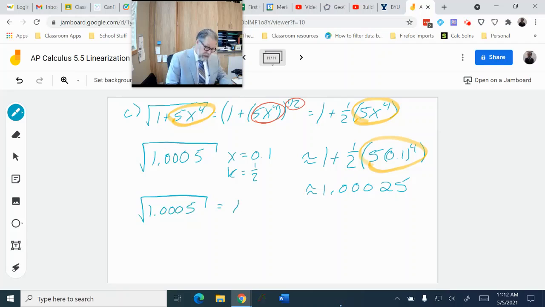Well, typing that into my calculator, I get 1.000249969. And notice it rounded. It's accurate to about there. So we're talking 1, 2, 3, 4, 5, almost 6 decimal places. And you could calculate the error again by taking the absolute value of the difference.